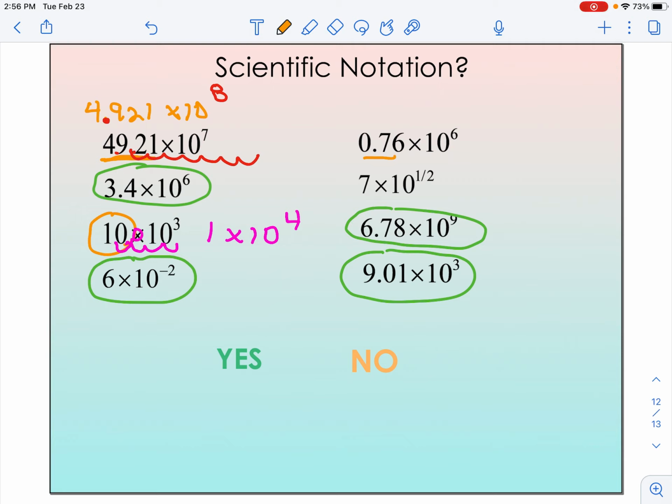This is not a number between 1 and 10. It's too small. It's less than 1. So again, what I need to do is take this decimal point and move it here. So this becomes 7.6 times a power of 10. So I made a smaller number larger. So that means I am going to have to subtract 1 power of 10. So that's going to be 10 to the 5th.